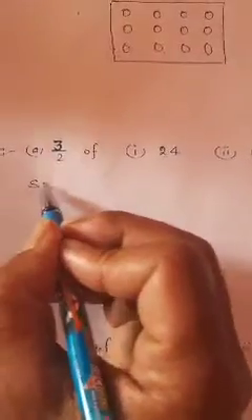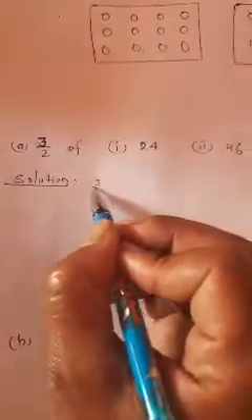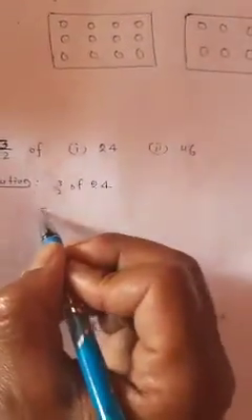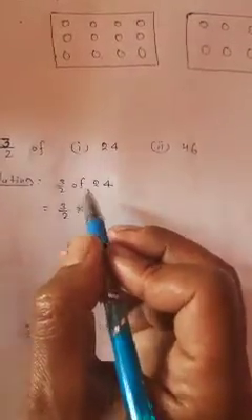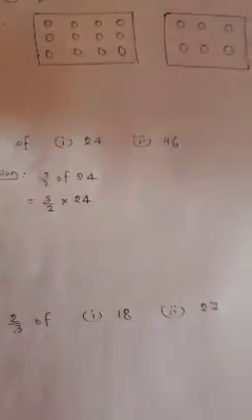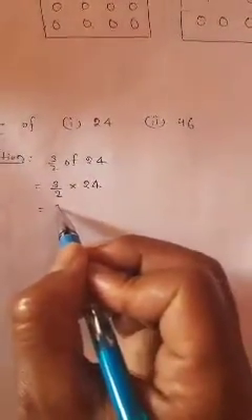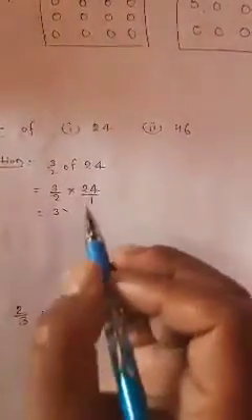Now comes question number 5. Here you have to find 3 upon 2 of 24. Whenever such a type of question is given to you, remove the 'of' and multiply. So 3 upon 2 of 24 means 3 upon 2 multiplied by 24, and do it the same way. 24 can be written as 24 upon 1.